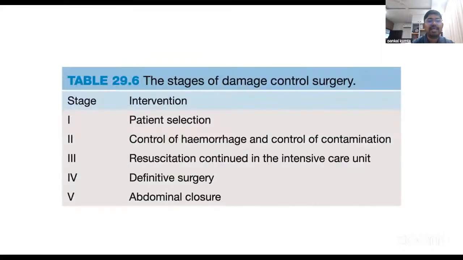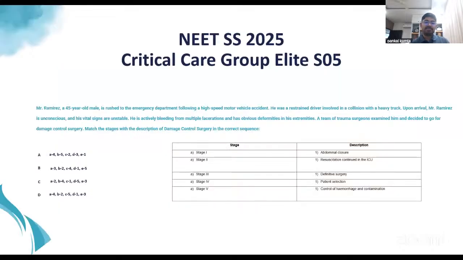Primarily, stage 1, as with any surgery, is first to get the right patients, that is, appropriate patient selection. So that would be your first option. Next, look for control of hemorrhage and control of contamination. So try to stabilize the problem. Next, continue the resuscitation in the ICU. So we are just taking initial control of the bleed and then continuing resuscitation. Then you go for definitive surgery and then abdominal closure. So in this situation, it will be A4, B5, C2, D3, and E1. That would be your answer. I think in the question those markings are wrong, but that is where the answer would make sense.